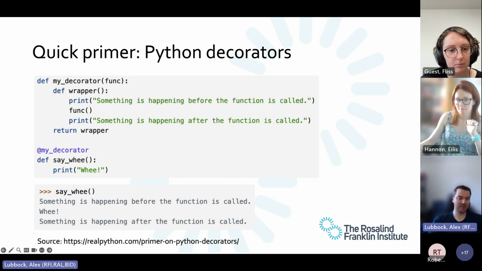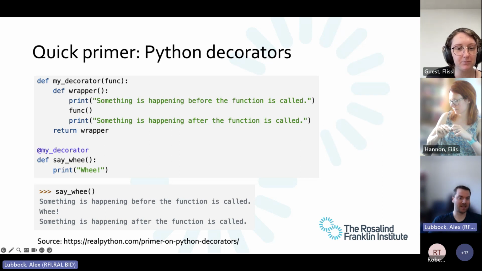So we have this say we function, which just prints the word we, and then we have this decorator function, which basically can wrap any other function. And then we apply it using this little syntactic sugar of this @ symbol in the name of the function, which means my decorator is then a wrapper around say we. So when you call this say we function, the wrapper runs this code before, runs the original function, then runs some code after. So it's a way of making one function surround another like this as a wrapper.